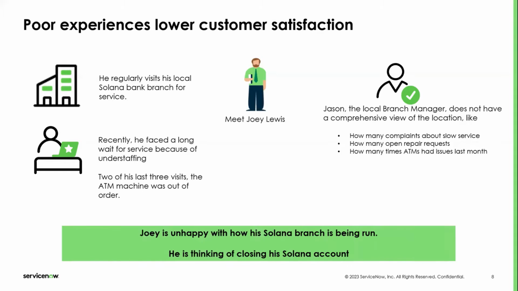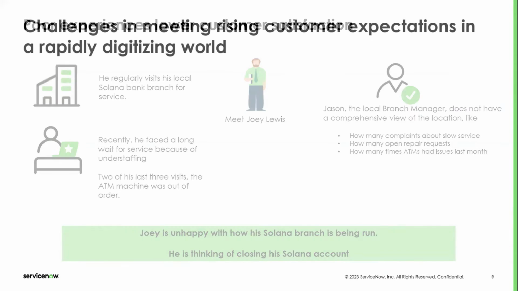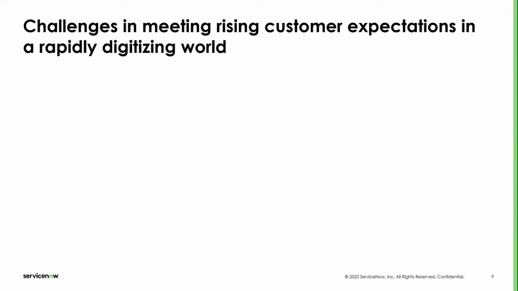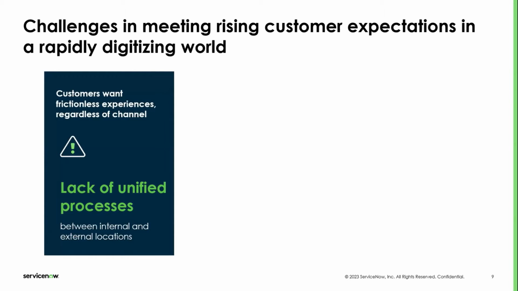So what's happening here is Joey is unhappy with how the branch is being run, and he thinks maybe I should move to a different bank. What's happening here is that customer expectations keep rising. And we all know the pace of digitization has significantly accelerated due to the pandemic. From a customer's perspective, they just want the same experience and they don't care whether it's a company owned or a third party owned location.